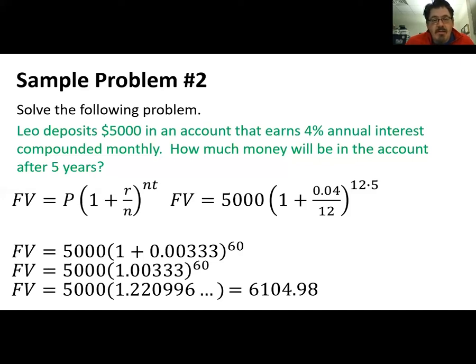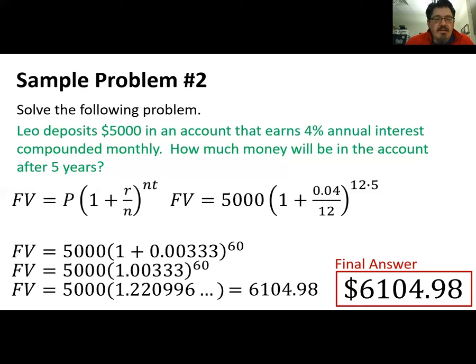Again, we wanted to figure out how much was in the account, so we want that future value, interest and principal put together. So we have the final answer of $6,104.98. And there you go. We are all set.